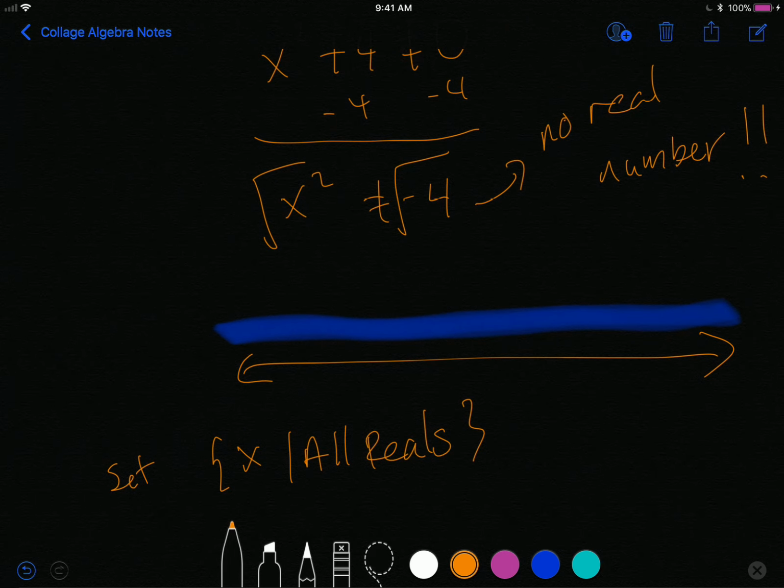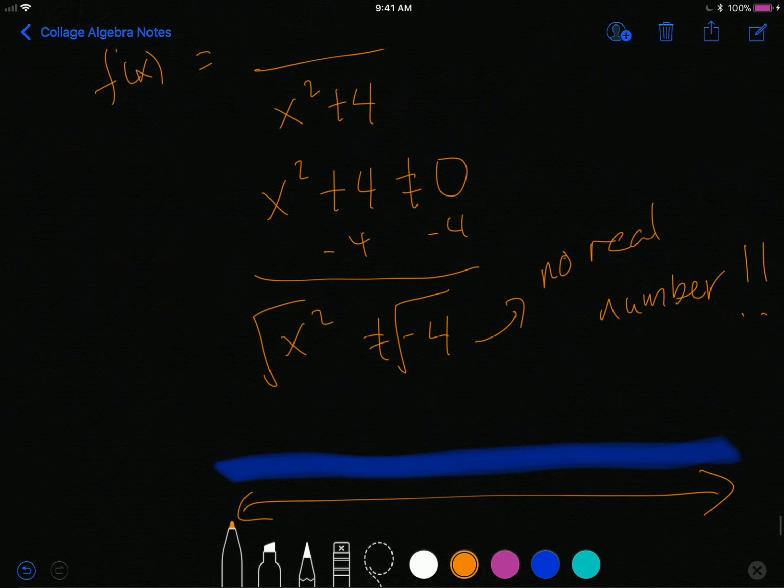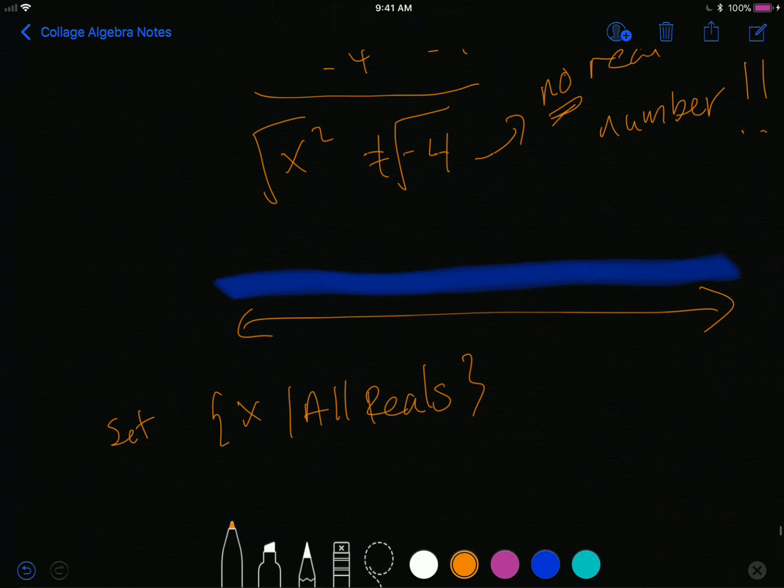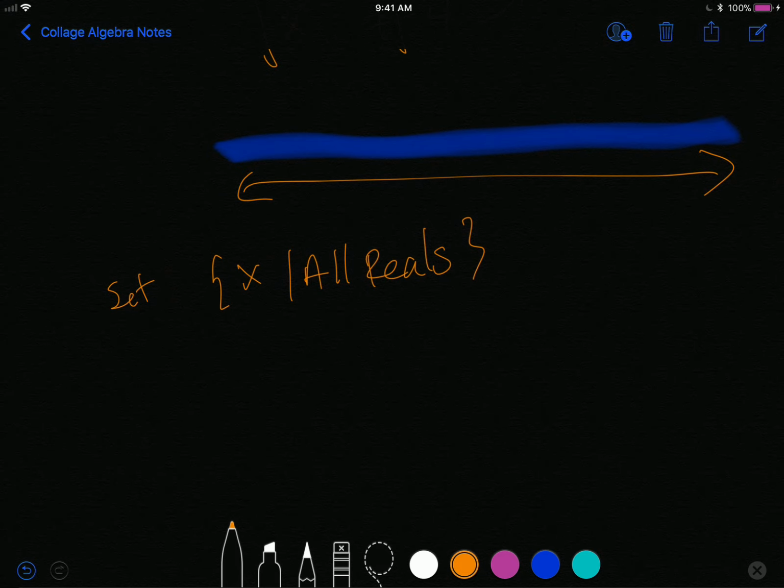There is no time this function divides by 0. So therefore it's all reals. And of course that means you shade the entire number line. And of course that means in interval notation, negative infinity to positive infinity, all real numbers. Alright?